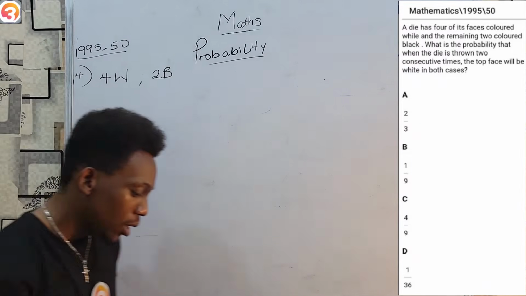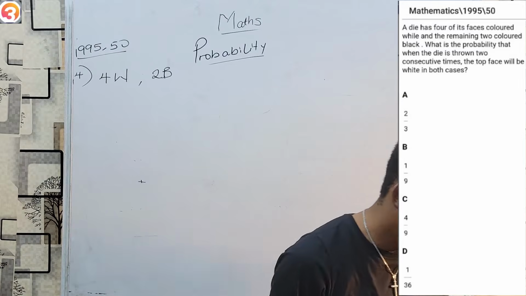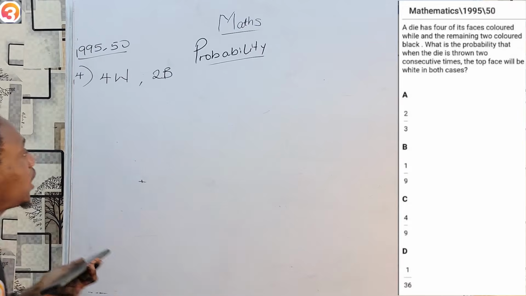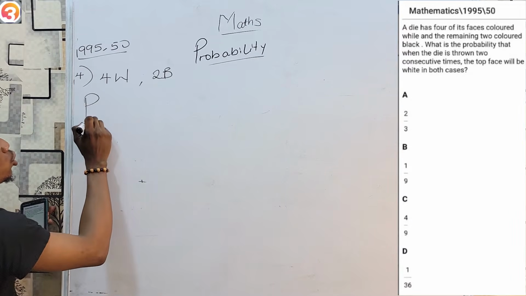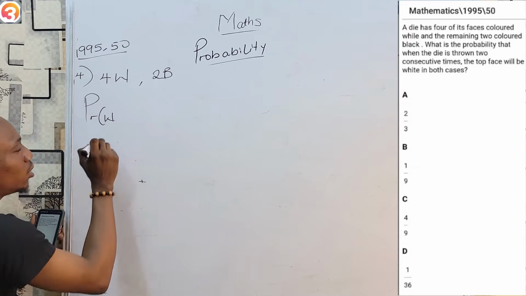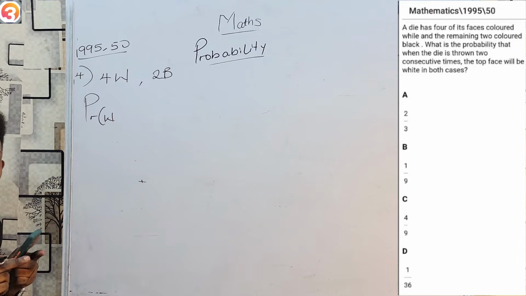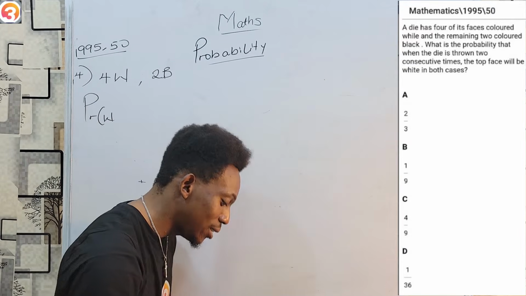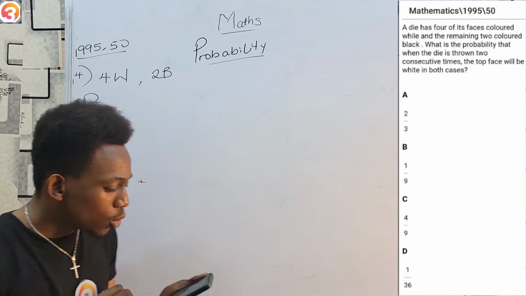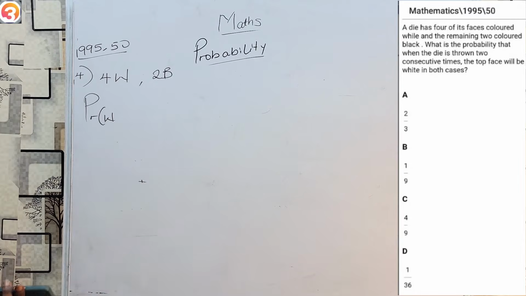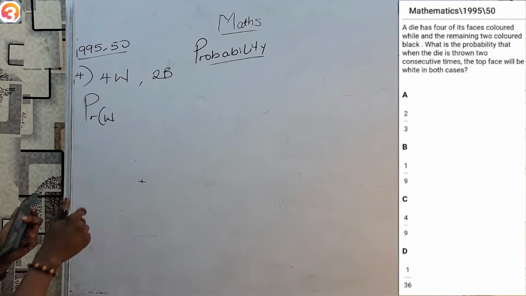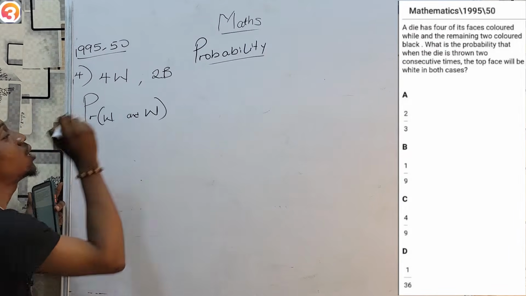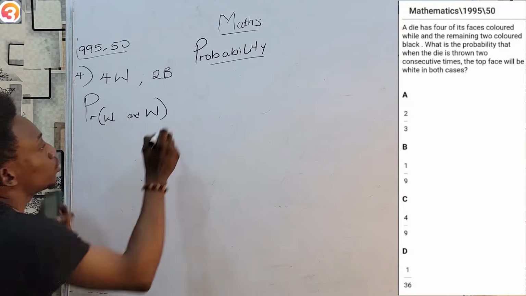What is the probability that when the die is thrown 2 consecutive times, the top face will be white in both cases? That means we are throwing it twice. So probability that the first time it will be white. Then let's analyze the English. Is it going to be first time white or second time black, or first time white and second time white? What they told me was probability that the top face will be white in both of them together. That's and. So white the first time and white the second time. That's the probability they want from us.